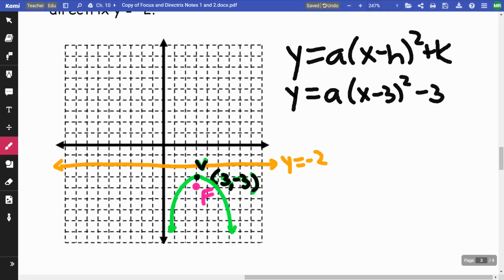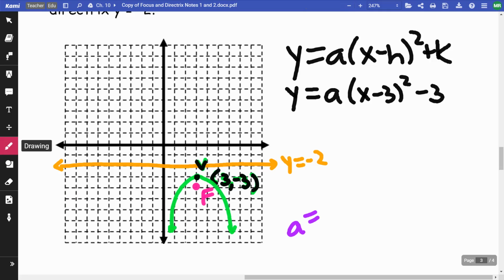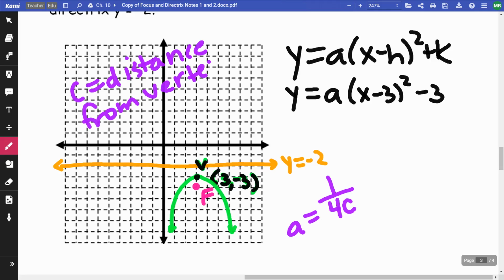Okay, so I can find my vertex easily by understanding where my focus and my directrix are, because the vertex is halfway in between. But I need to find my a. And the one formula that I want you guys to remember is a is equal to 1/4c. I want us to know that. And c equals the distance from the vertex to your focus. So c is the distance from your vertex to your focus.